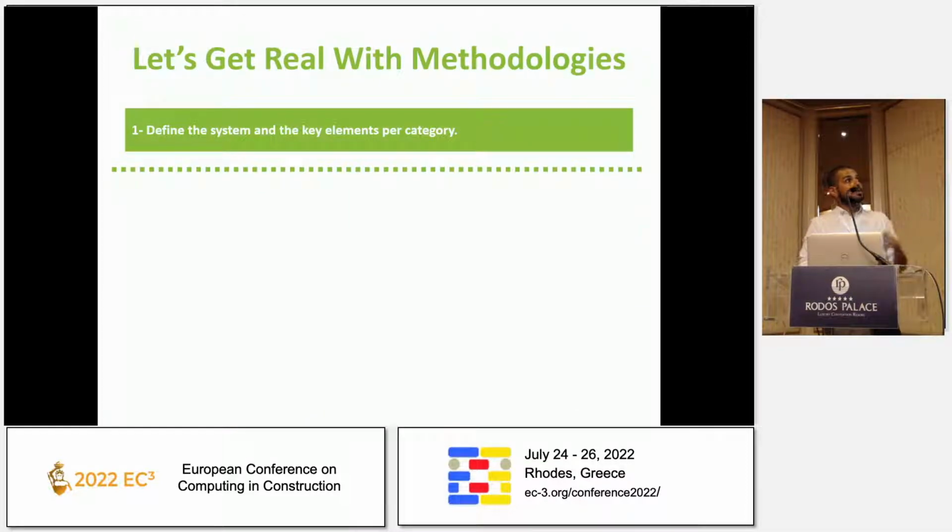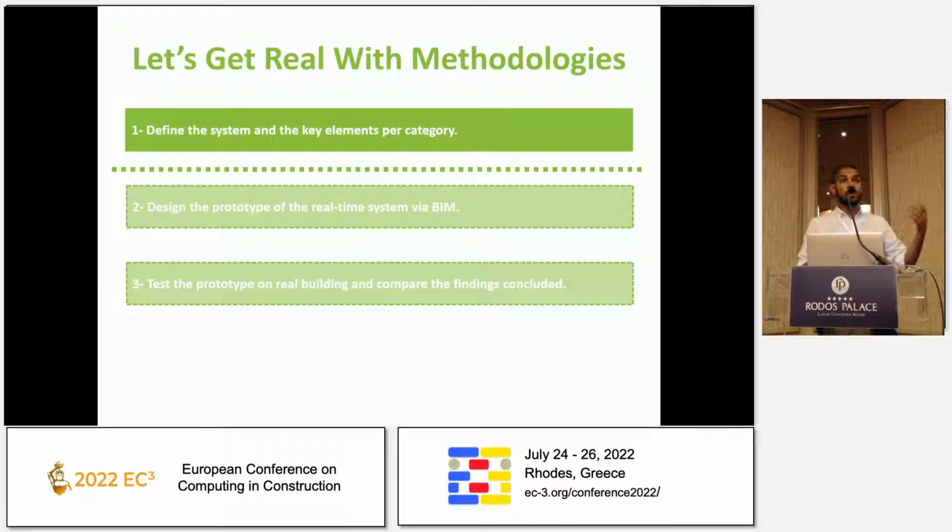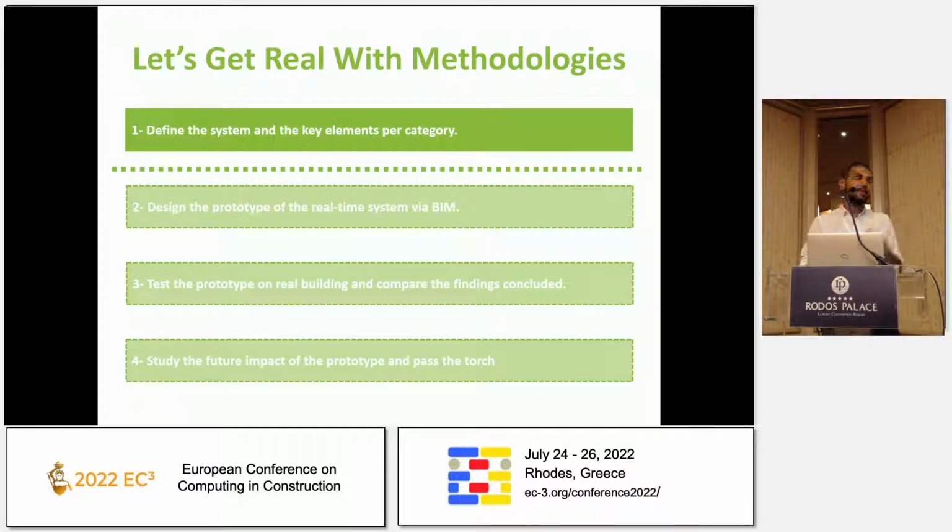So for the methodologies, first of all, I had to define the system and the key elements per category, which is what I'm doing right now. And that was actually very challenging. Later on, I designed the prototype of the real-time system via BIM. And that's by doing the unified modeling language graphs and diagrams and sending them to the computer scientists and collaborating with them. And then we have to test the prototype on a real building and compare the findings concluded. I promise you, we're not going to light a building on fire to test that, so take that into account.